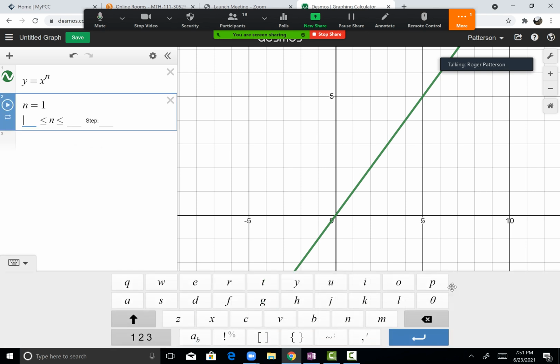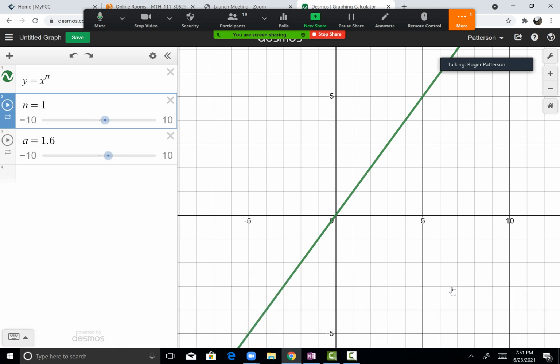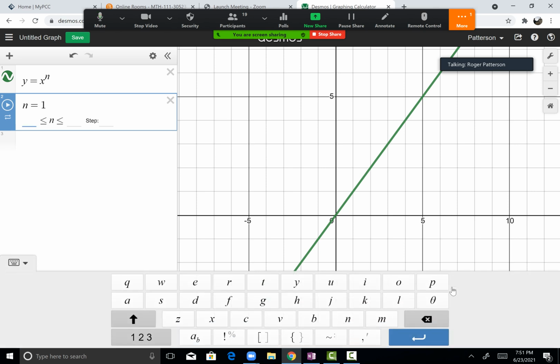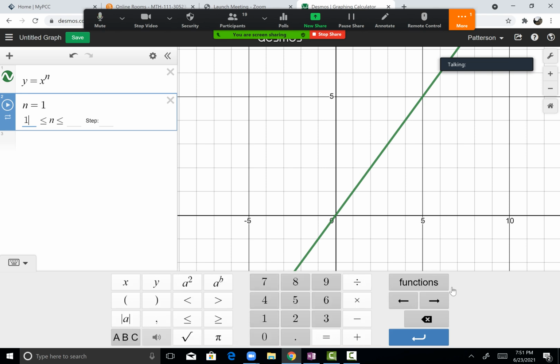So I tapped. Let me go back and show you what I did, because I feel like I'm going too fast. I tapped on this negative 10. Okay, first I don't want that anymore. I tap on this negative 10, and I can change it to whatever I want. So I'm going to change it to 1. And now I'm going to come to this, and I'm going to change that one to 6. And I'm going to step it by 1. So what I'm doing is I'm telling Desmos, I'm saying, hey, I want you to take this n value, and I want you to go 1, 2, 3, 4, 5, 6 for me. Okay? That's what I'm telling Desmos to do.